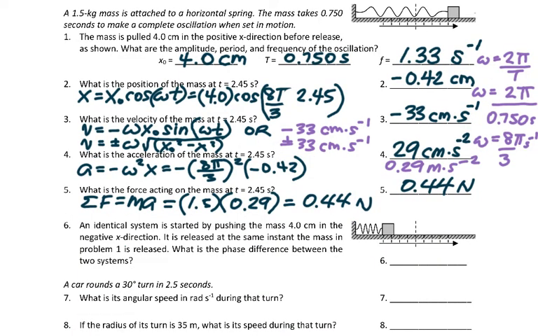Now, number 6, I don't actually have a solution set for this formative assessment, so I hope I'm right. But number 6 says that a mass is displaced 4 centimeters in the negative x direction, and then it's released. So it's released with maximum displacement, at the amplitude condition, from rest. It says released, so it's pushed back and released, not pushed, so it's not given any additional velocity. So its initial velocity is also 0. And it says, what is the phase difference between the two systems?